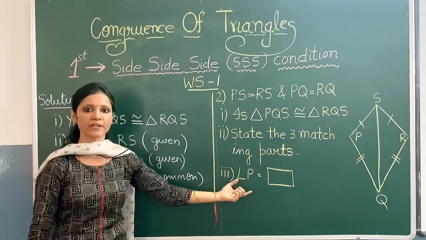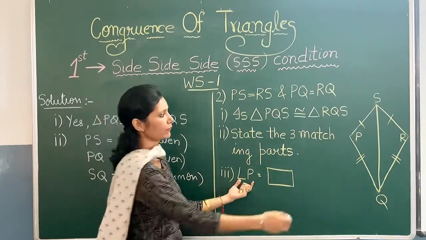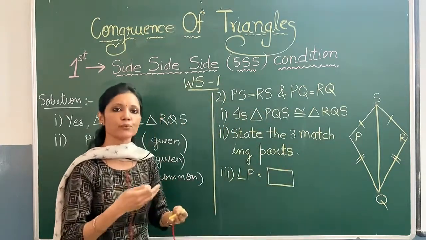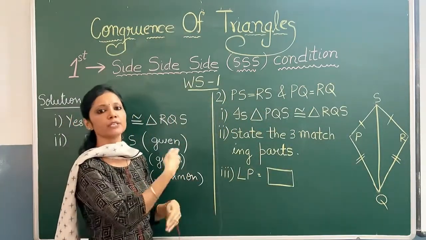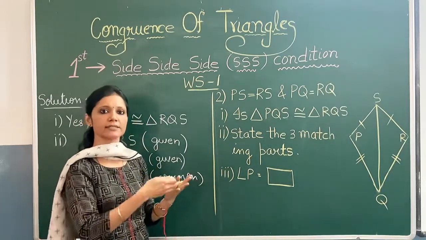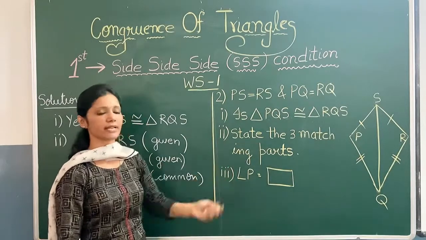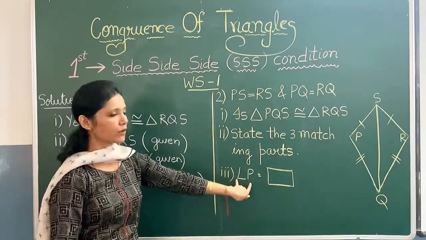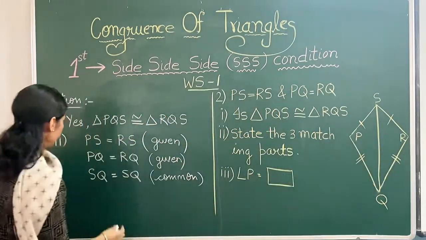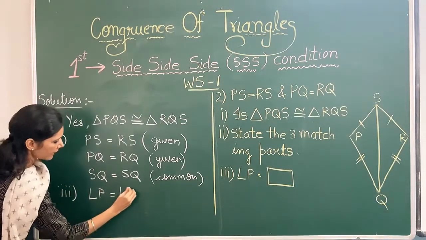Now the third part is a fill-up. Once you have proved that the triangles are congruent, they are asking you angle P of one triangle would be equal to which angle of the other triangle. As I told you, once you prove that the three sides of one triangle are equal to the three sides of the other triangle, you automatically prove all the 6 conditions. That is, the 3 angles and the 3 sides of one triangle are equal to the 3 angles and 3 sides of the other triangle. So, which angle corresponds to angle P? Angle P and angle R. So, the third part would be, angle P is equal to angle R.